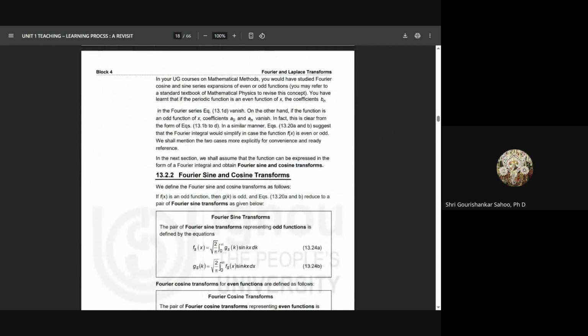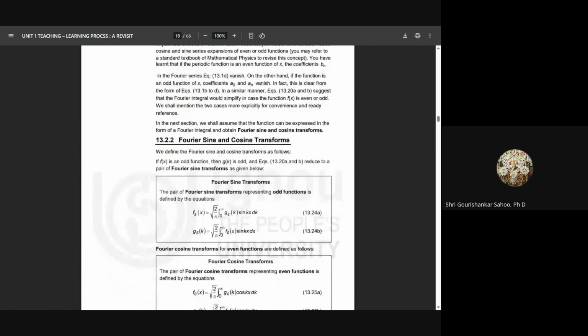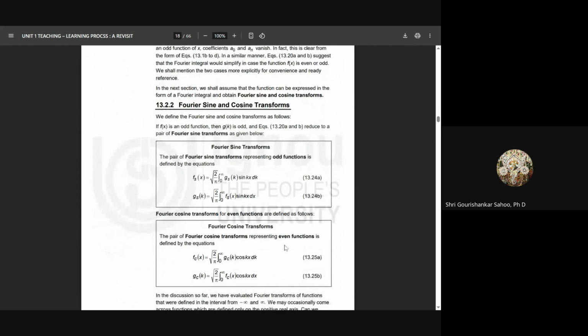Spectrum. Then Fourier sine and cosine transform: Fs is equal to root over 2 by pi integration from 0 to infinity gs sin kx dk. Gs is equal to root over 2 by pi integration from 0 to infinity Fs sin kx dx. Similarly, Fourier cosine transform: Fc is equal to root over 2 by pi integration from 0 to infinity gc cos kx dk. Gc is equal to root over 2 by pi integration from 0 to infinity fc cos kx dx.